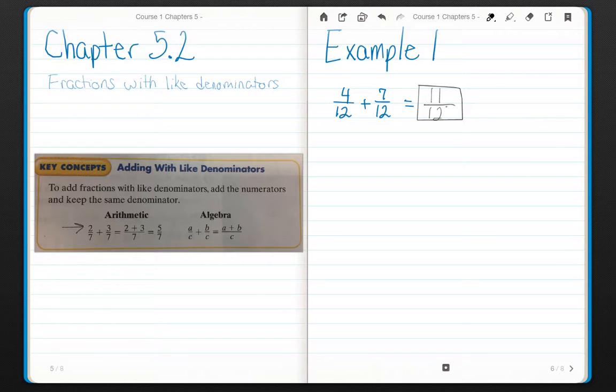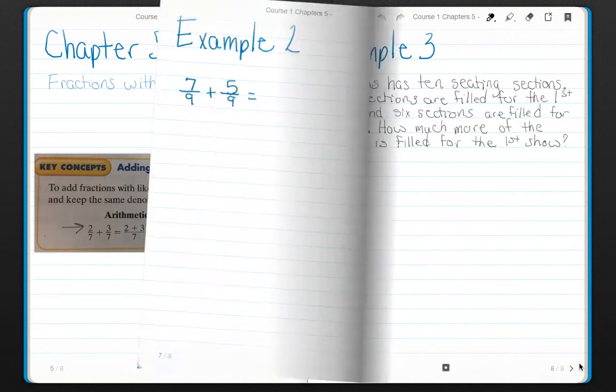However, if your answer needs to be simplified, you must simplify when possible. Okay? So whenever you can, you need to make sure that your answer is in simplest form. Okay? All right, example number 2.